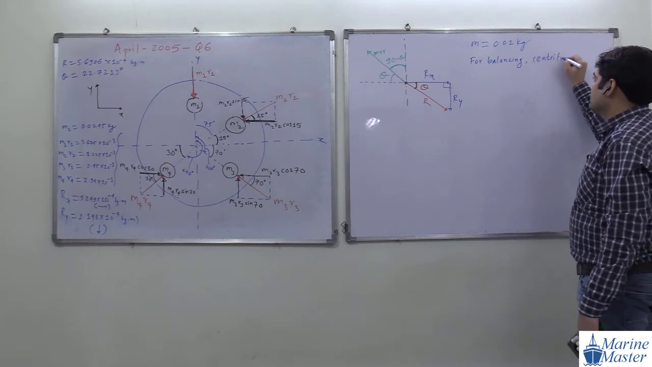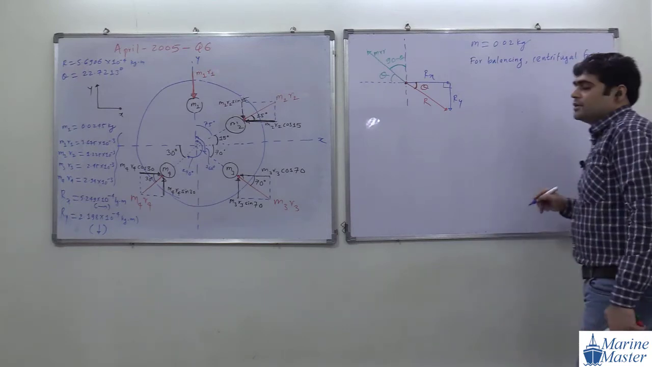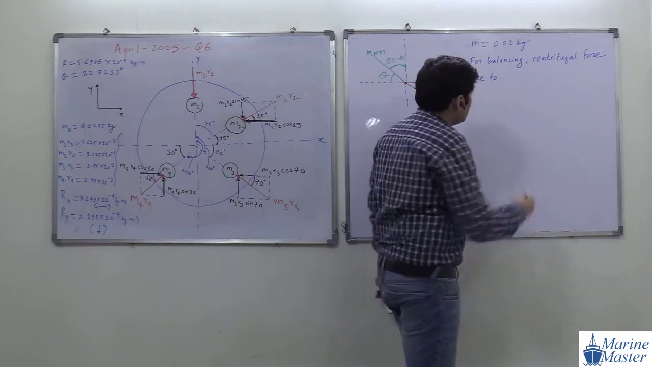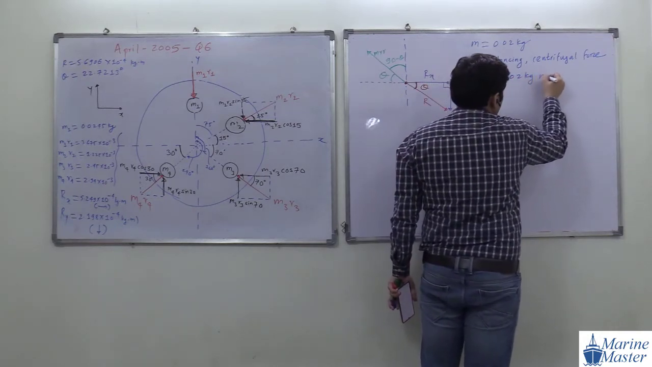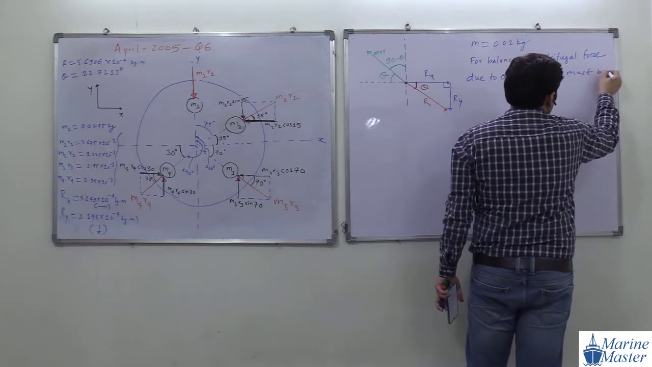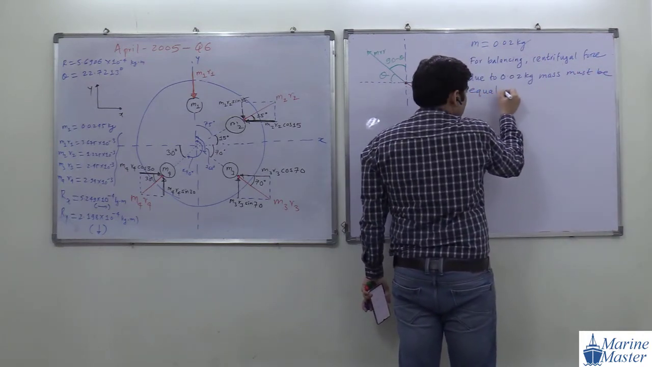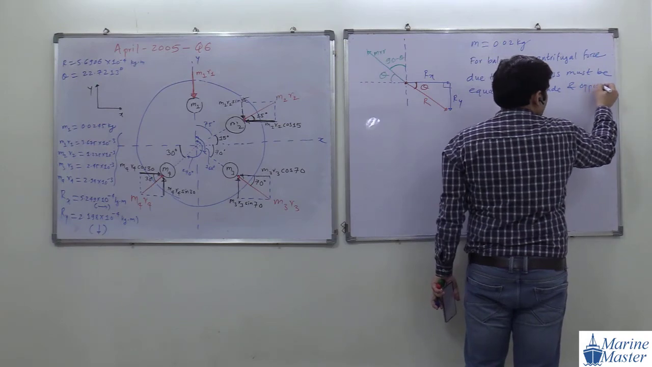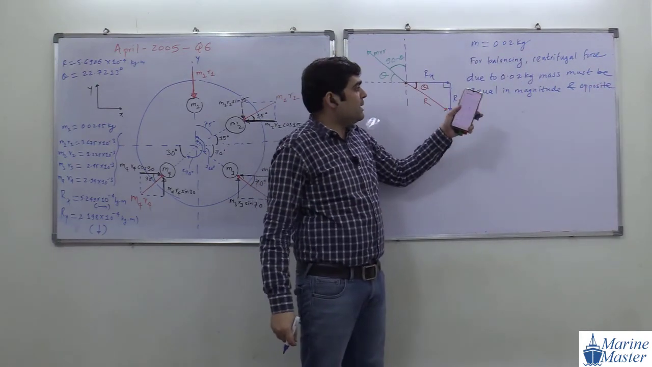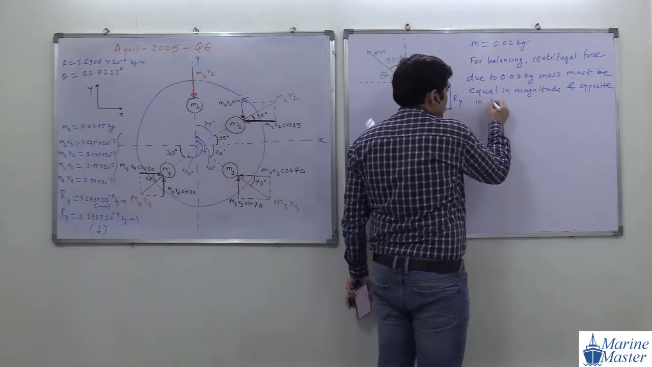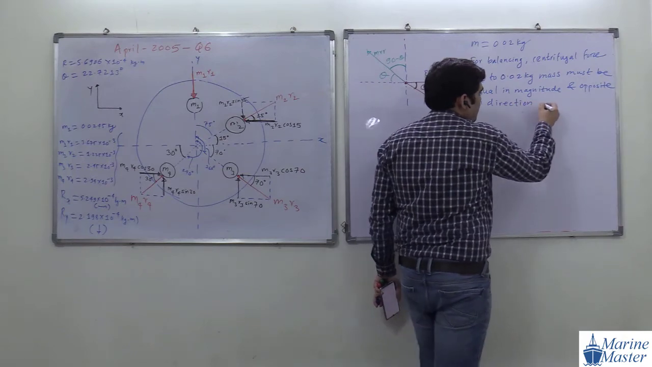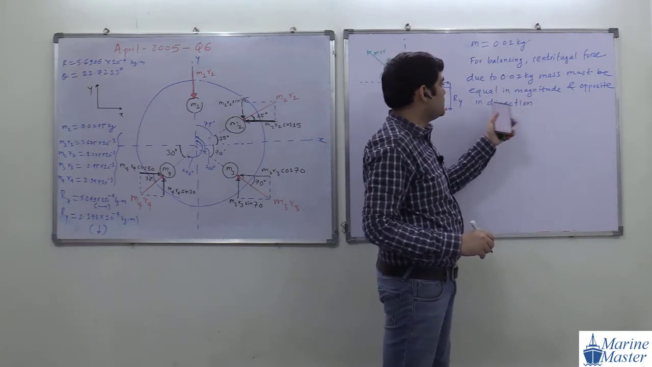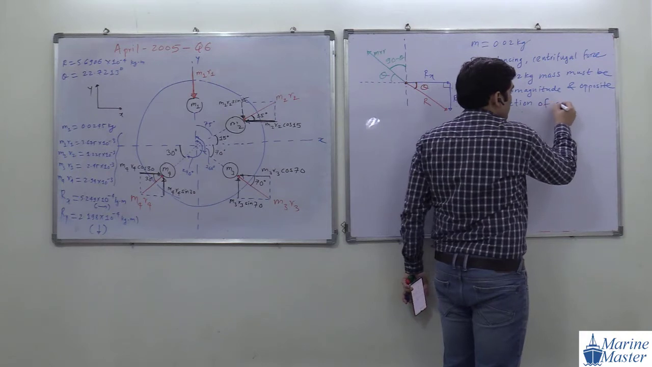So for balancing, centrifugal force due to 0.02 kg mass must be equal in magnitude and opposite in direction of out of balance force.